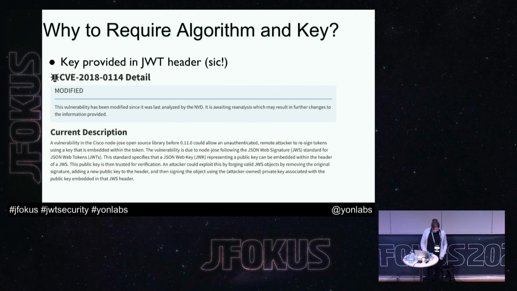Another example is connected to another issue raised in 2018. Basically, the vulnerability allowed a hacker to provide a public key for verification in a token header. As you see, the vulnerability was due to the Node library following the JSON Web Token specification. Because it followed the specification, there was a serious vulnerability in the code. The standard specified that the JSON web key, representing a public key, can be embedded within the header.